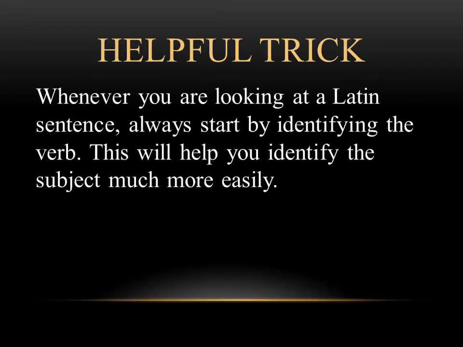So just a helpful trick. Whenever you're looking at a Latin sentence, it's easiest to start by identifying your verb. Once you have the verb, you can figure out what person, place, or thing is performing the action of that verb, which will give you your subject. Sometimes, especially later on when the sentences become really complex, it's more difficult to try to find your subject first. Instead, you want to look for the verb and then go back and figure out who's performing this action. That will help you find the subject.